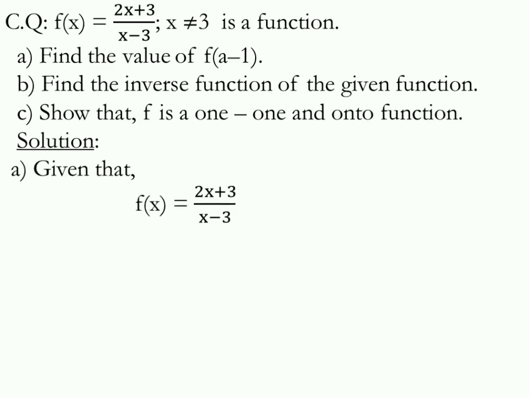First of all, part A, what was given? f(x) equals (2x + 3) divided by (x - 3). And we have to find out the value of f(a - 1). As we know, from any function, if we have to find any other value, like f(x) is given and we have to find f(2), then x is replaced by 2.